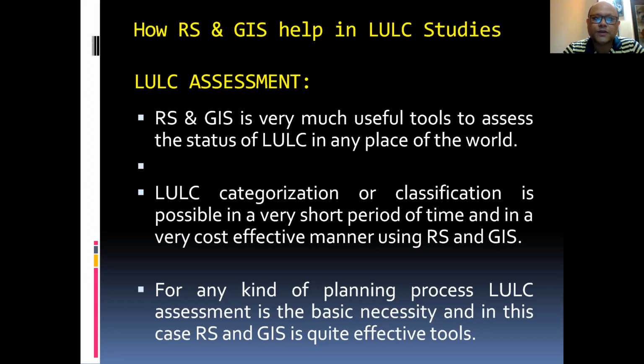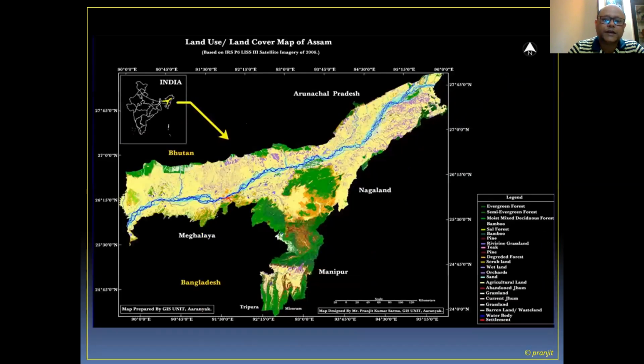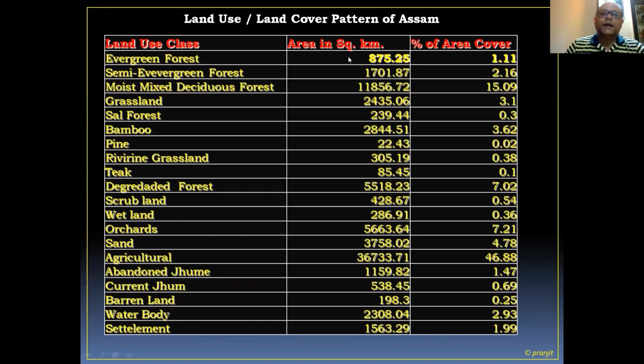In that situation, you should understand how much area is available for what categories of land. That assessment we can do with the help of remote sensing, which helps us get that kind of information. For example, I'm showing you a satellite imagery of Assam, our state. This is raw data, and from this image we can categorize the different categories of land. For example, evergreen forest, semi-evergreen forest. Like this we can categorize the different land use land cover maps of Assam, and we can also get the area in square kilometer and the statistics of different categories.